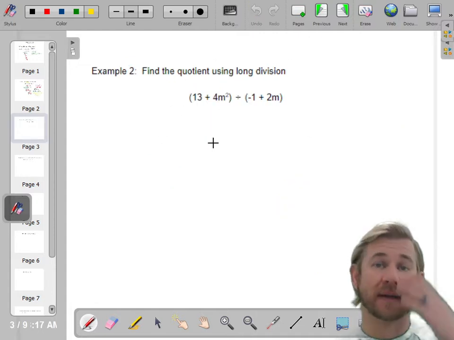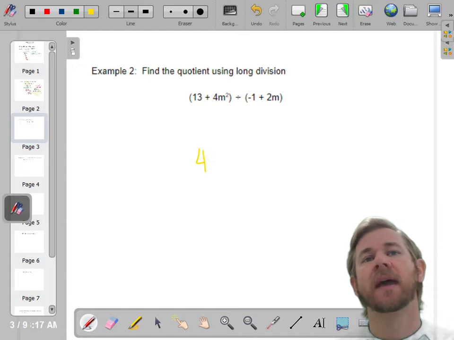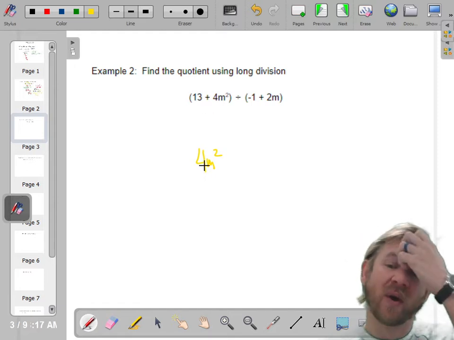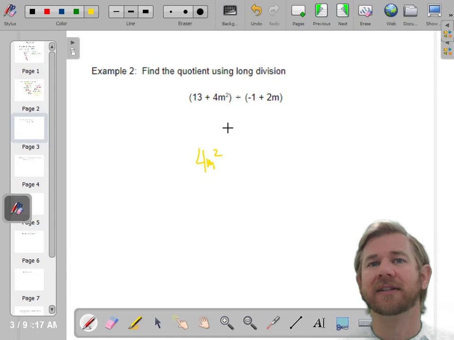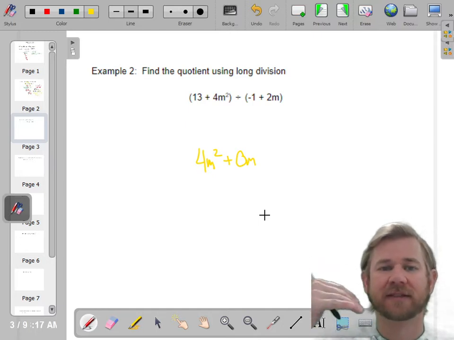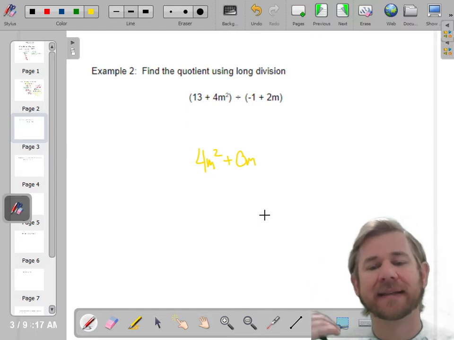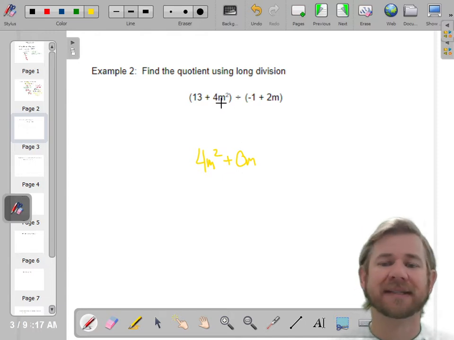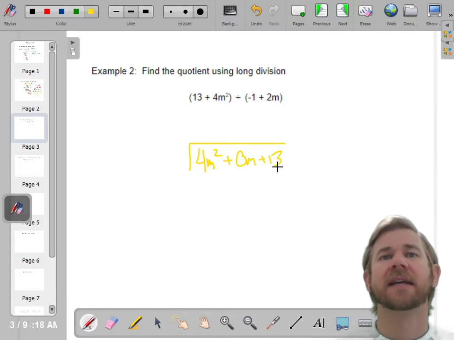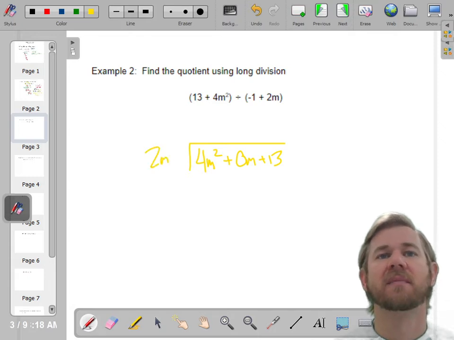We're going to have our dividend, which we need to put in standard form, and you'll notice how there is a missing degree here. We have an m squared, but we don't have an m to the first. So when this happens, your best strategy is to put a placeholder in there. It's 0m, but it's going to make it easier to line things up. Long division has a lot of stuff that has to be in the right place. So the most useful thing you can do is anytime you're missing a term, put a 0 in there as a placeholder. It'll just make it a lot nicer.